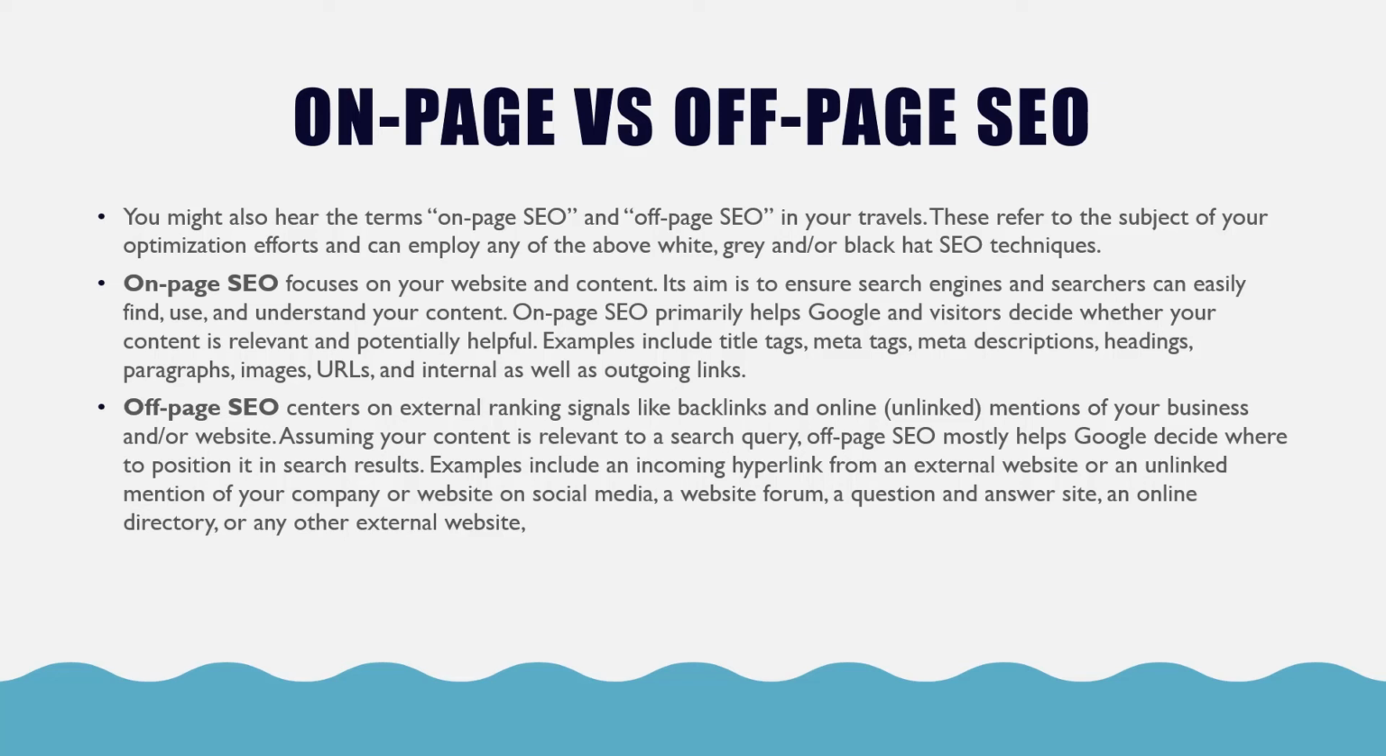Off-page SEO centers on external ranking signals like backlinks and online unlinked mentions of your business and or website. Assuming your content is relevant to a search query, off-page SEO mostly helps Google decide where to position it in search results. Examples include an incoming hyperlink from an external website or an unlinked mention of your company or website on social media, a website forum, a question and answer site, an online directory, or any other external website.